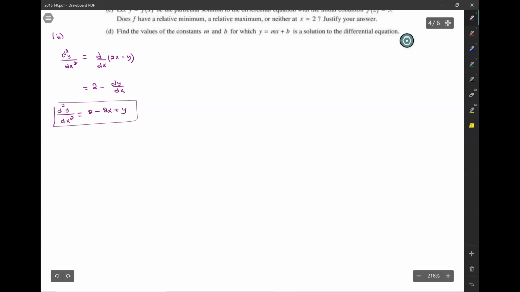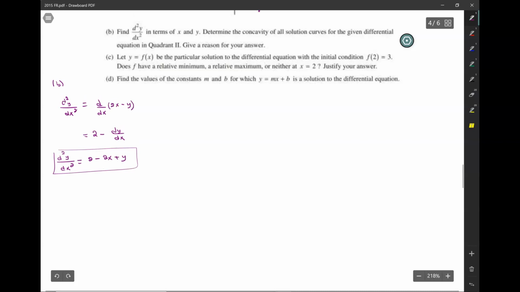Now, the second portion of this part says, determine the concavity of all solution curves for the differential equation in quadrant 2. So we want the concavity in quadrant 2. Remember, concavity is determined by the sign of the second derivative. I have the second derivative here. I just need to know in quadrant 2, is that positive or negative?